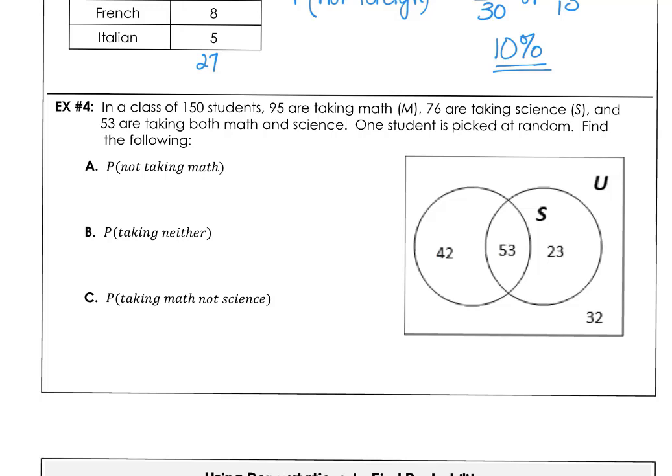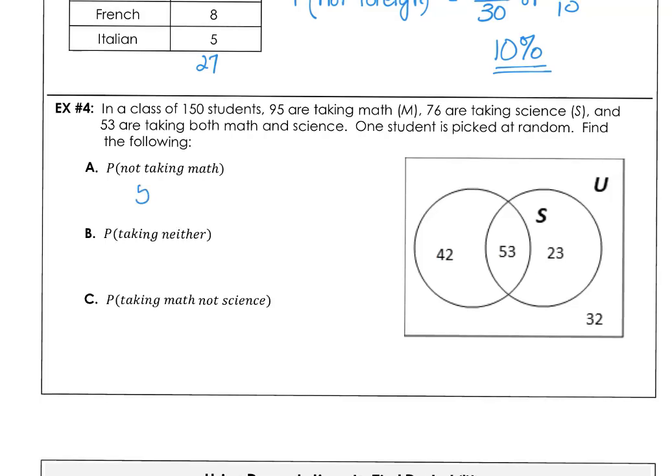So not taking math. 95 are taking math. So 150 minus 95 leaves us with 55 that are not taking math. And if you reduce that down, 55 out of the total number 150 would reduce to 11 out of 30. And using my calculator, 11 divided by 30 is about 36.7%.